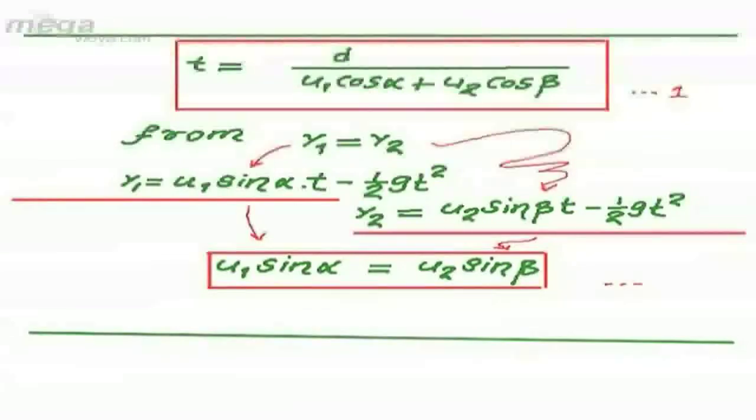So this is condition number 1 and this is condition number 2. Here condition number 1 is also the source of the time at which collision occurs.